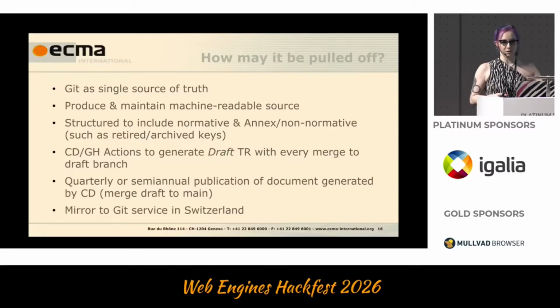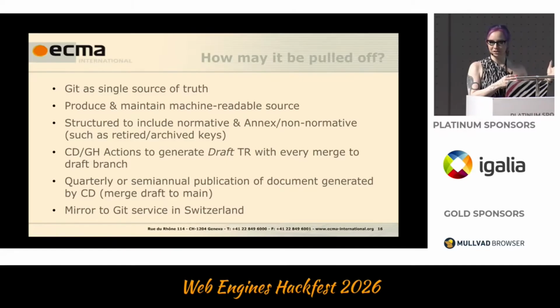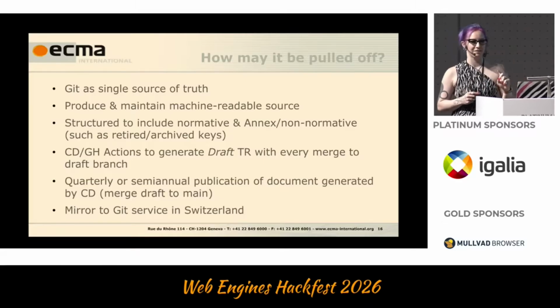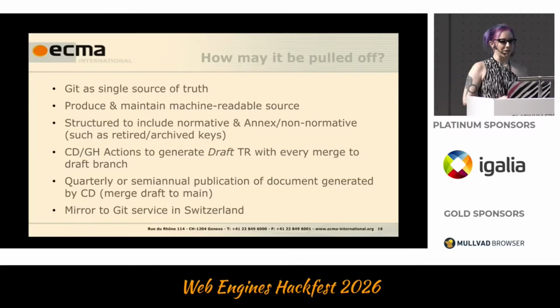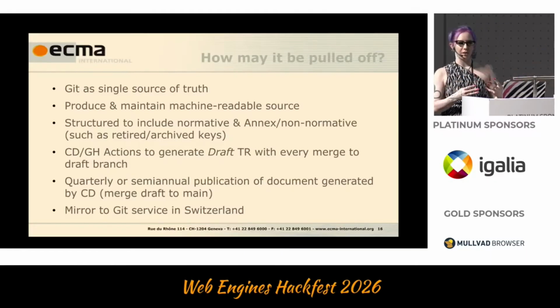So, machine readable source is the JSON. Making sure that we have annex information. That the normative thing is really funny here. This is not my slide. This is somebody else's slide from the executive committee. So structured in a way that if we decided to deprecate some keys, we would have a place to put them, that people could track that information.